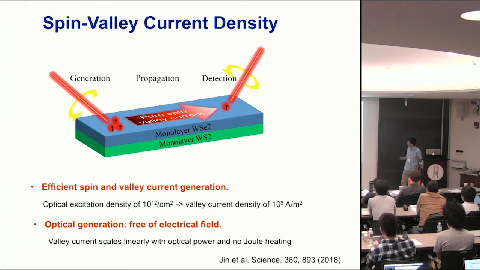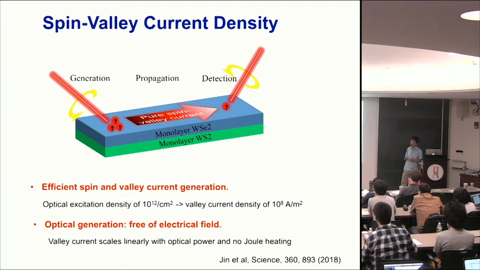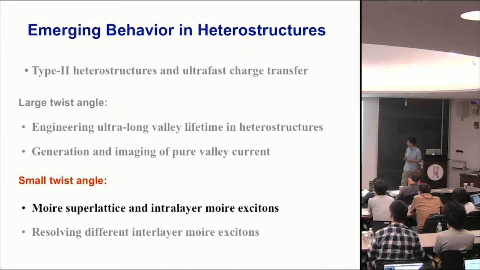And then this just shows we can use circular polarized light to locally generate a spin current, and we can use another circular polarized light to detect it. And if you calculate, the effective valley current density is quite high, and this is a pure optical method, so it can be quite complementary compared with electrical generation of spin current.